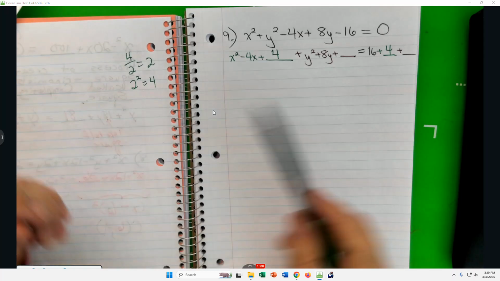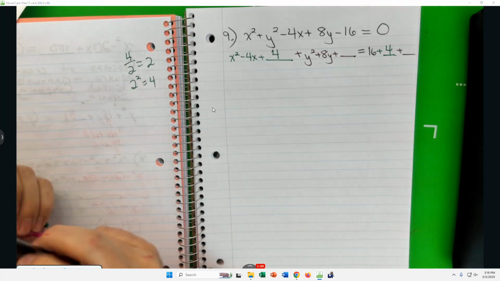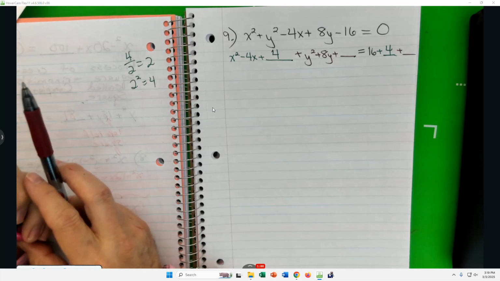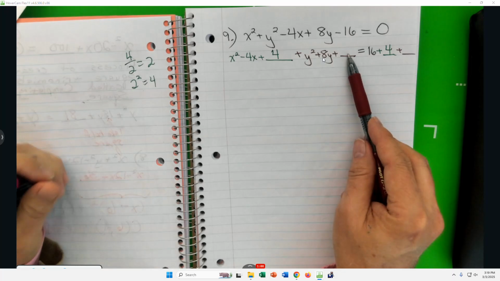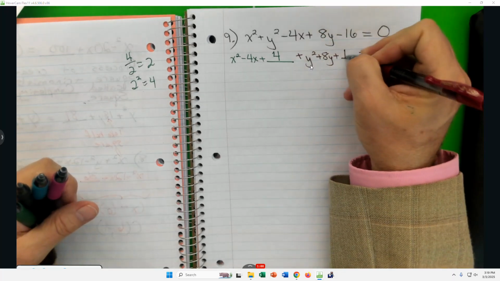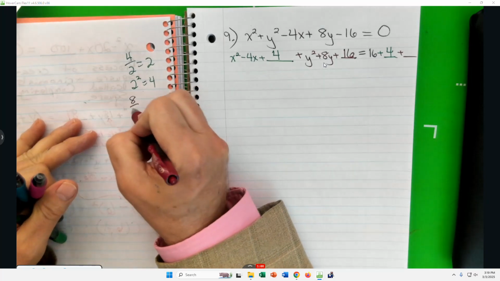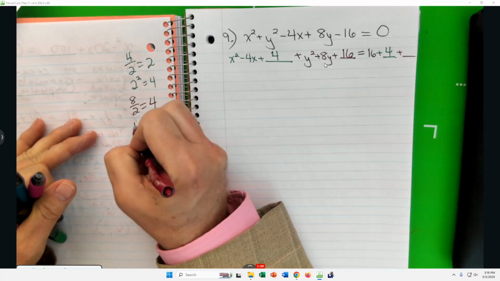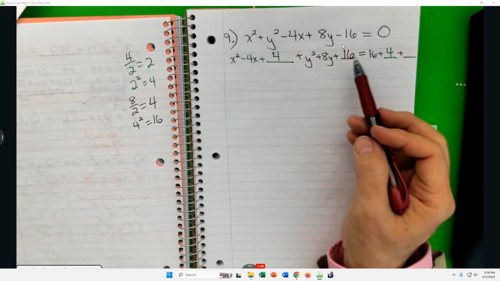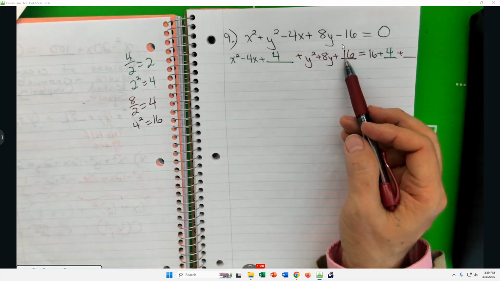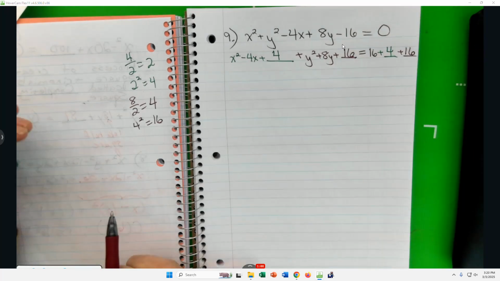What are we going to add in beside the y squared plus 8y? I'm not going to say anything. What number goes in here? 16, I agree. You take the coefficient of y. Half of 8 is 4, and then you square 4 to give 16. If you're adding 16 to the left side, to maintain the balance, you have to add 16 to the right side.